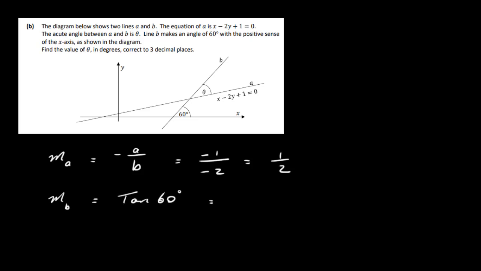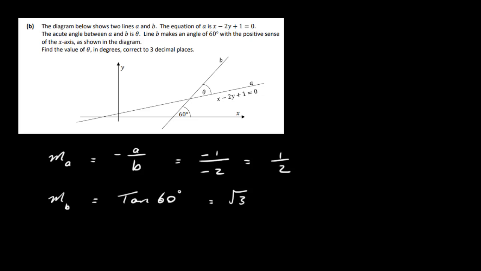So we will first find the slope of A, the line A. So the slope of the line A is minus A over B. So that's just going to be minus 1 over minus 2, which is equal to 1/2. So the slope of this line here, A, is 1/2. So now let's work on the other line then, the line B. So the slope of B then is going to be given by the tan of 60 degrees. And we know that the tan of 60 degrees is root 3, square root of 3.